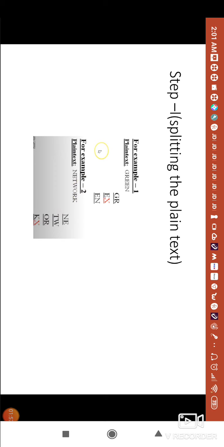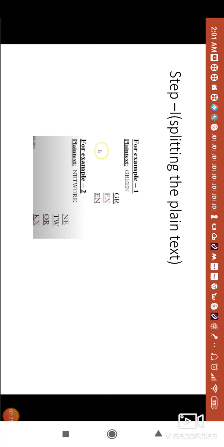For example, if the plain text is GREEN, in the second group we have the repeating characters EE. So that EE should be replaced by some other filler letter X. Now the groups consist of the characters GR, EX, EN. So this is one rule.